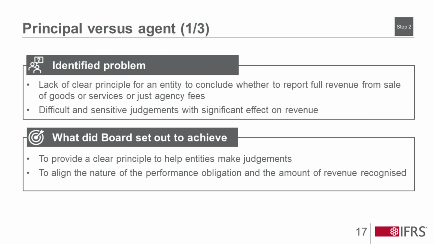And of course, those different conclusions have a significant effect on the top line, even if there is no impact on the profit, because an entity recognizes only its arrangement fee rather than the full revenue for the underlying good or service. The board was aware that principal versus agent assessments was a significant issue for many securities regulators. Hence, with IFRS 15, the board tried to provide clear principles to help entities in distinguishing between a principal and an agent, and to align, most importantly, the amount of revenue an entity recognizes with the nature of its promise.